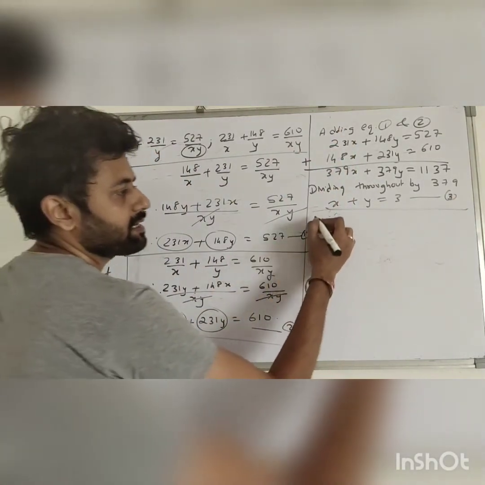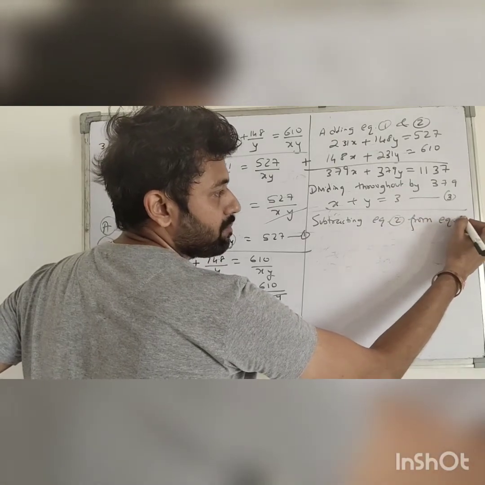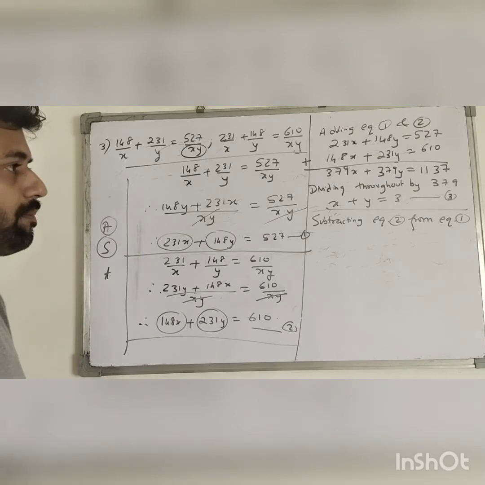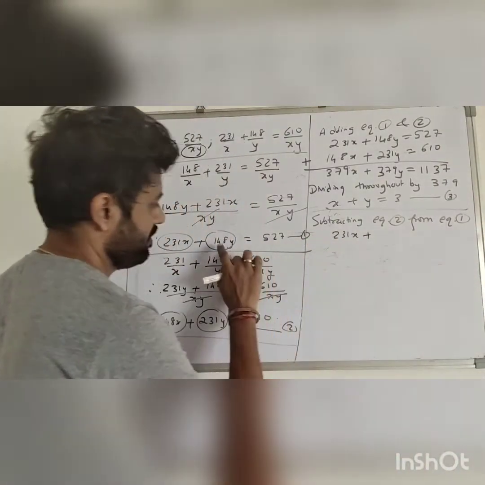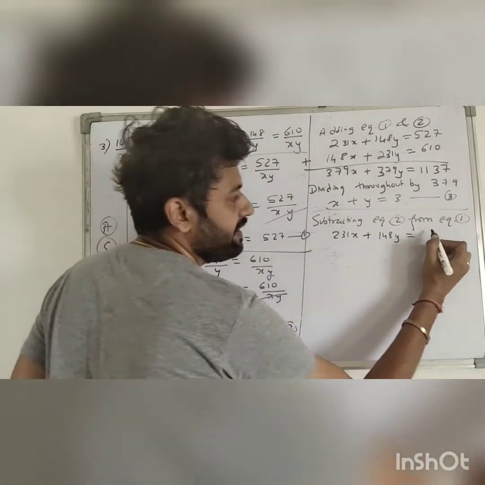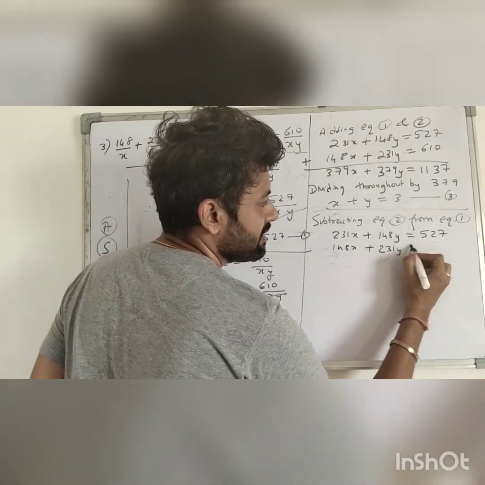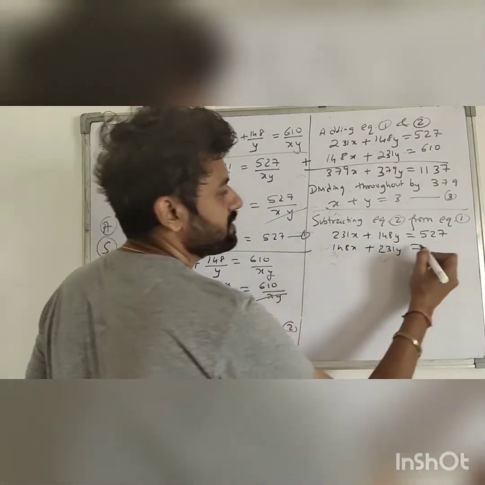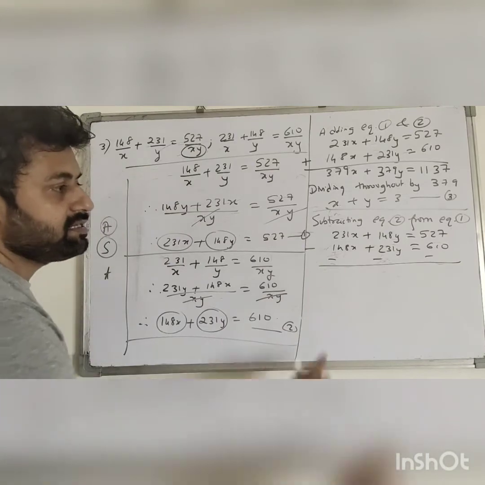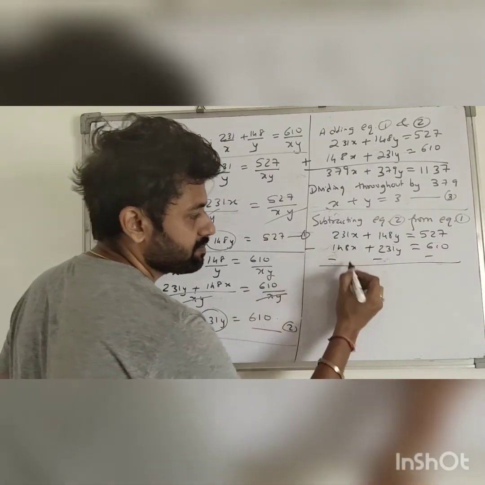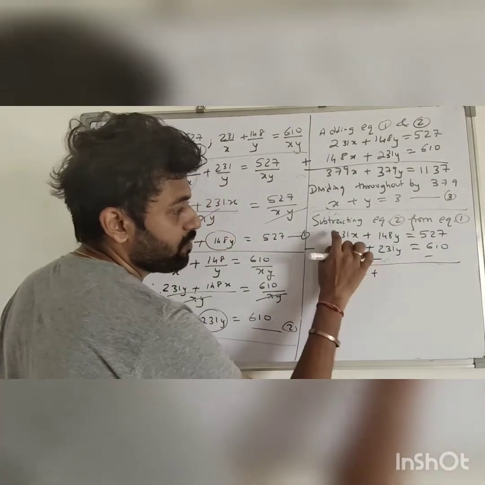Now what we are going to do is subtracting. So I am writing subtracting equation number 2 from equation number 1. 231x plus 148y is equal to 527. Second equation is 148x plus 231y is equal to 610. On subtracting we get minus here, minus below each plus. This is 231 minus 148. Plus minus is minus. When you subtract them, you get 83. Sign of the greater number, plus.